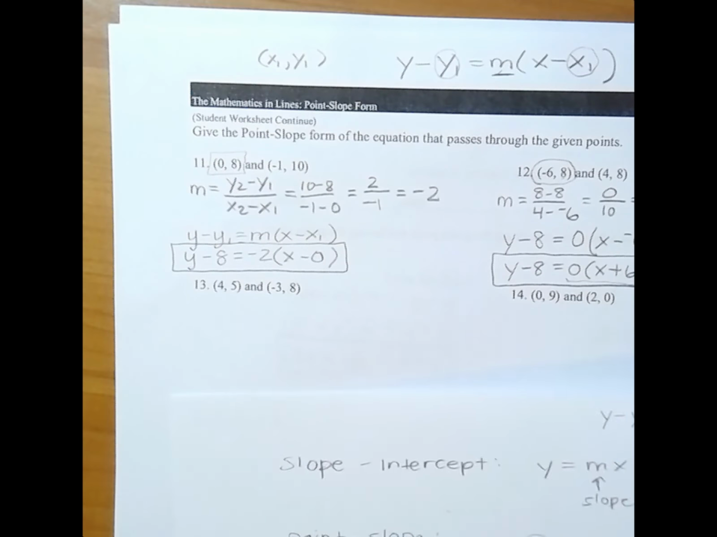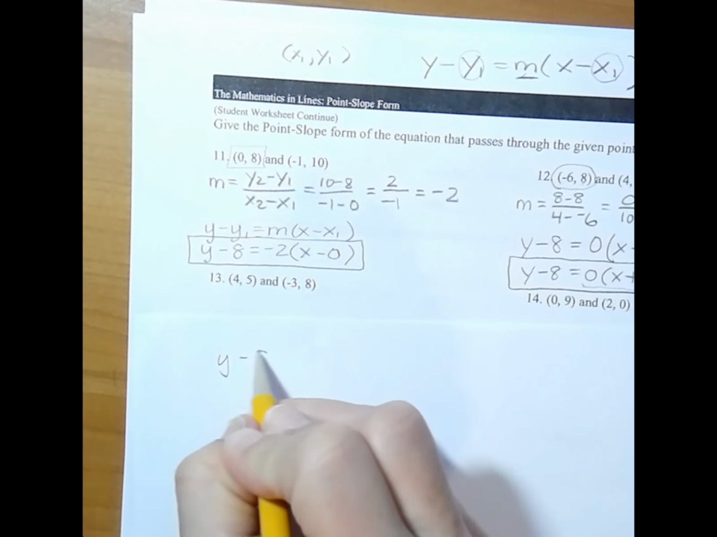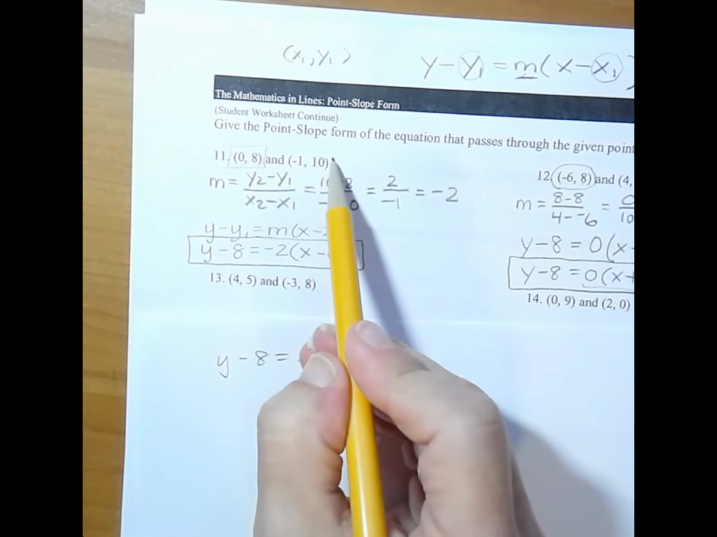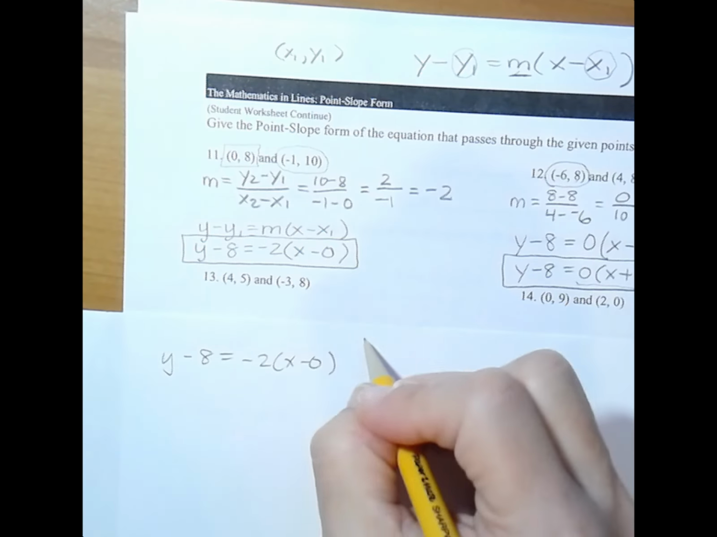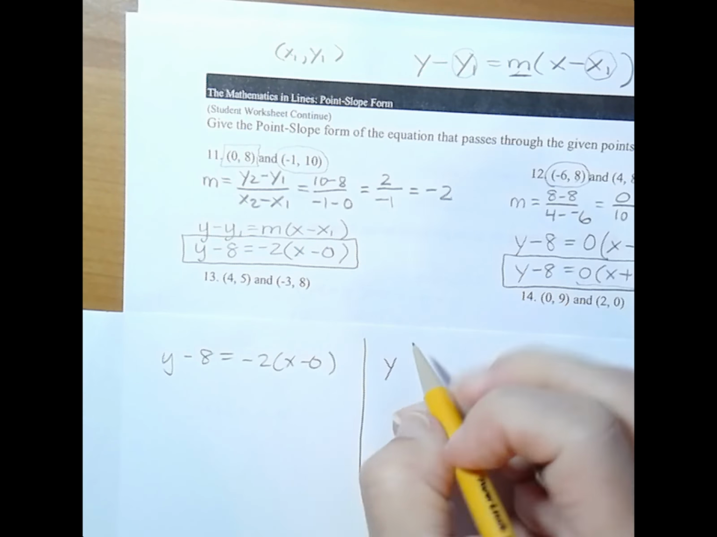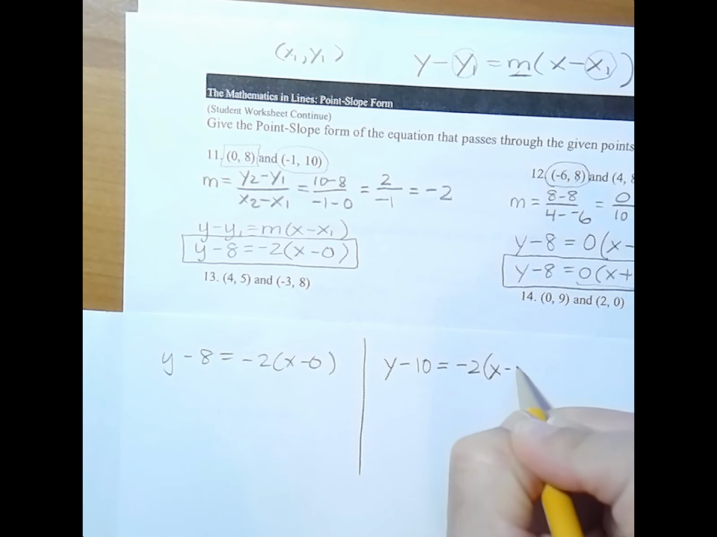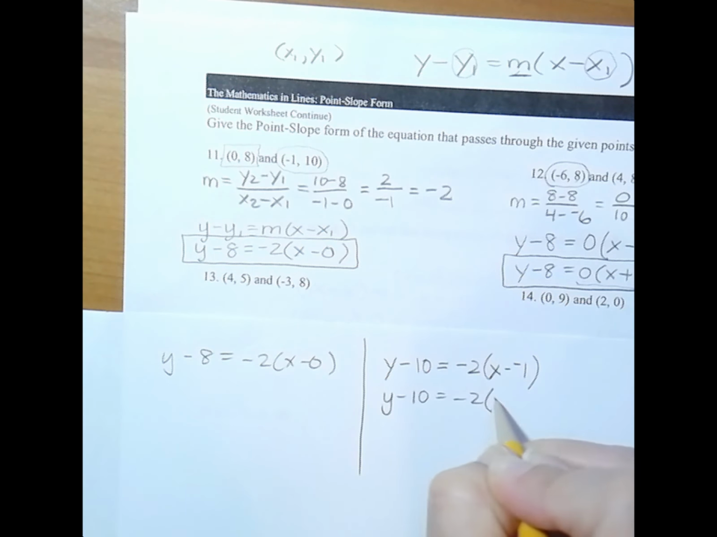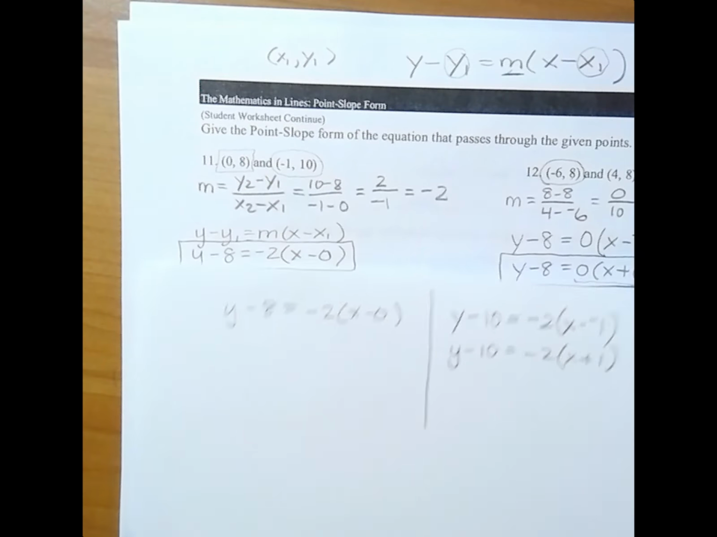All right, let me show you this equation that we got for number 11, y minus 8 equals negative 2 x minus 0. I want to take a look at what would have happened if we would have used the other point. If we would have used the other point to write our point slope form, we would have had y minus 10 equals negative 2 x minus negative 1. So y minus 10 equals negative 2 x plus 1. I just wanted to show you that either point is going to give us the same equation.